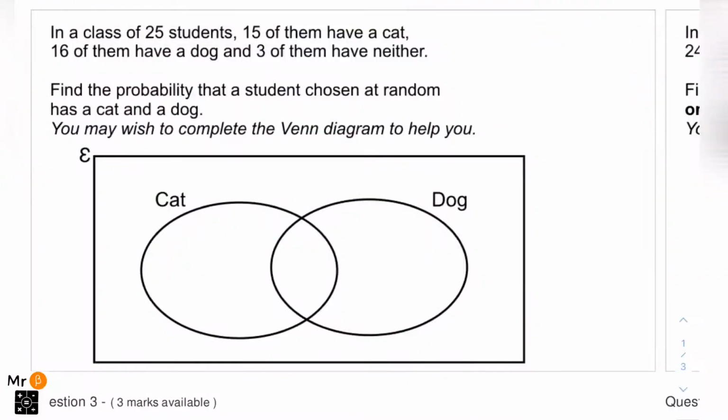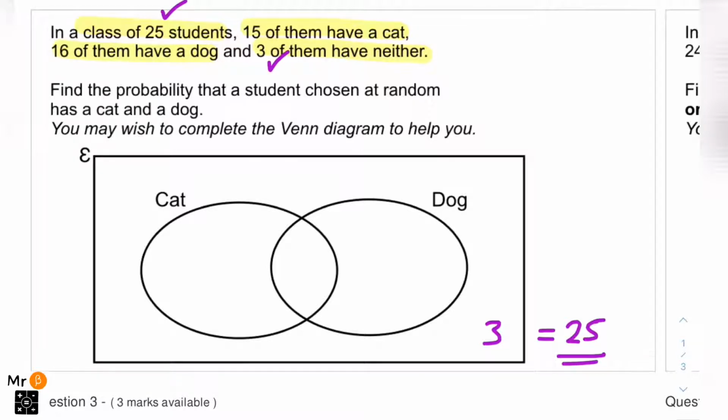Here in question 1, we're again looking at our Venn diagrams. It's told us that in our class we have 25 students. 15 of them have a cat, 16 have a dog, and 3 have neither. So we know that all these numbers must add up to a total of 25, and 3 have neither. So we've used 2 bits of information so far.